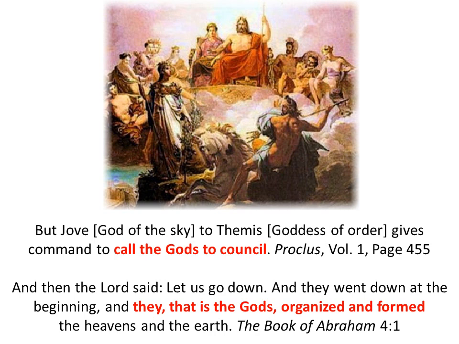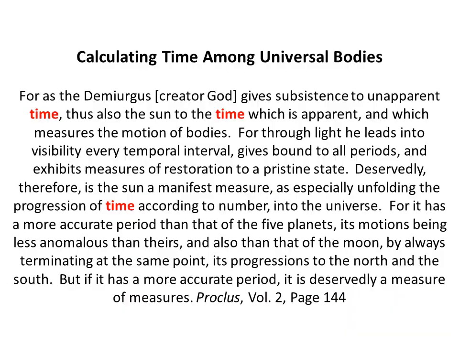In the Book of Abraham 4:1, it says, "And then the Lord said, let us go down. And they went down at the beginning, and they, that is the gods, organized." So maybe they kind of had a meeting, a council of the gods. "That is the gods organized and formed the heavens and the earth." So there's kind of the idea of the council of gods in both.